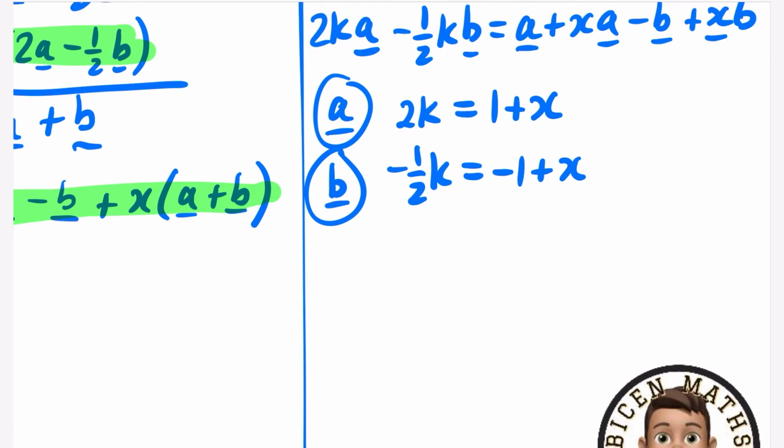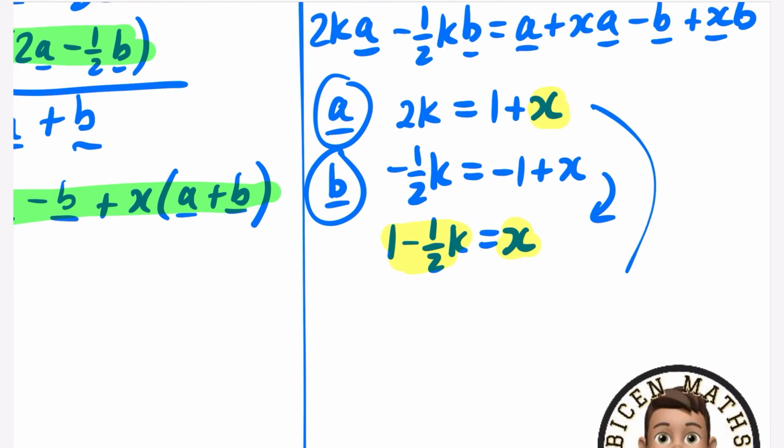Now I need to solve these equations simultaneously, so I'm going to make x the subject of this one that we've got here. When I make x the subject, I add 1 to the other side, so I get 1 minus a half k equals x. I'm now going to take this and substitute it where x is.